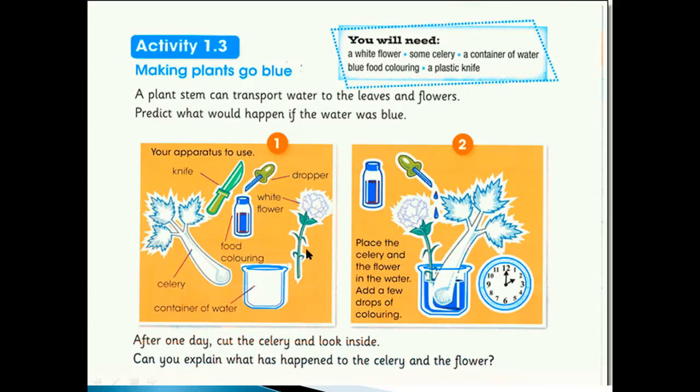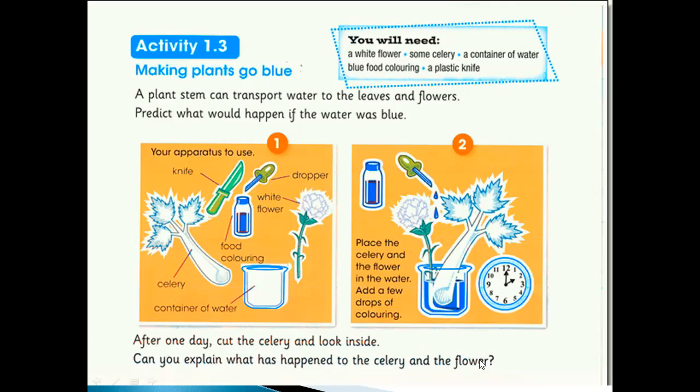If you don't have celery, it's okay. Just take a bunch of flowers or just one flower with the stick. Cut the leaves, leave the stick, and then put it inside the colored water. Can you explain what has happened to the celery and the flower? Celery is not needed. What happened to the flower?